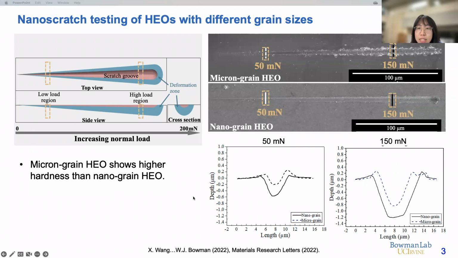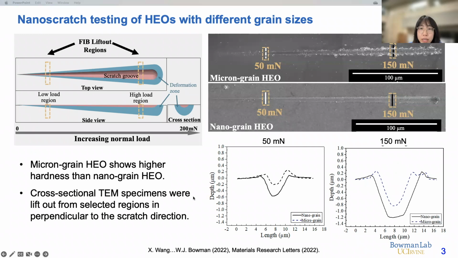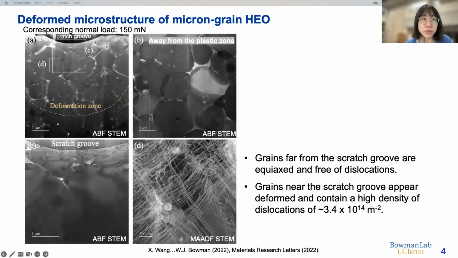And to investigate the deformation structure in these two samples, we performed cross-sectional TEM specimen lift-outs using focused ion beam at both low and high load regions for the two samples, and the orientation of the TEM samples was like this, perpendicular to the scratch direction. So first, we take a look at the micron-grain sized HEO.